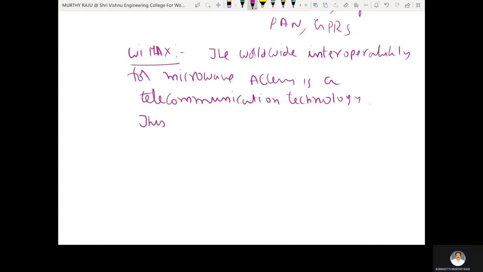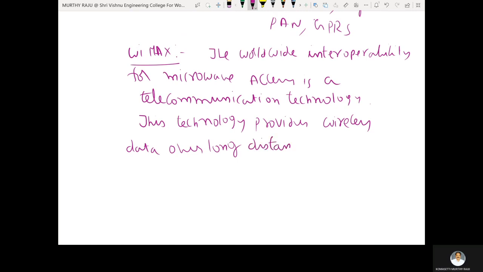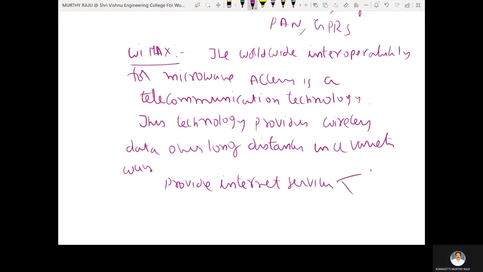This technology provides wireless data over long distances in a variety of ways. This is the WiMAX. Sometimes WiMAX is used for providing internet services such as mobile data hotspots.